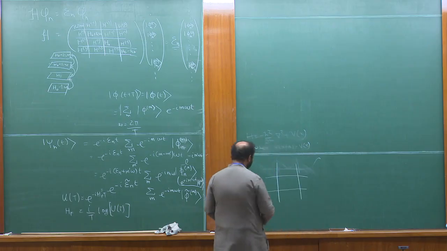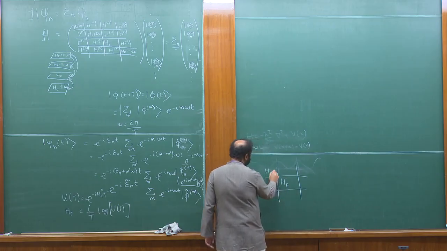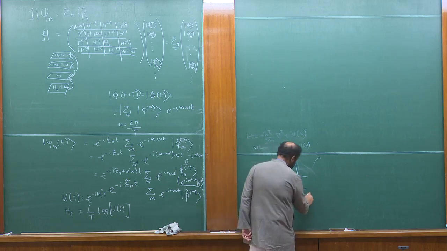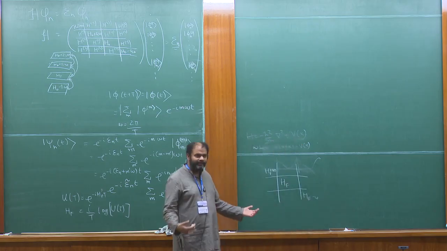Okay, so what the blocks will be is essentially the following: HF, the original HF plus omega, HF minus omega, HF plus 2 omega, HF minus 2 omega, and so on.